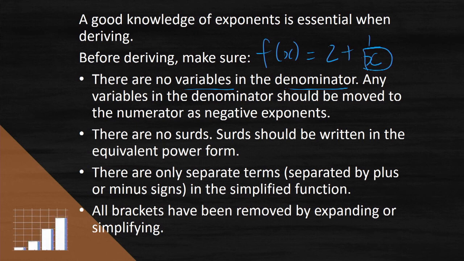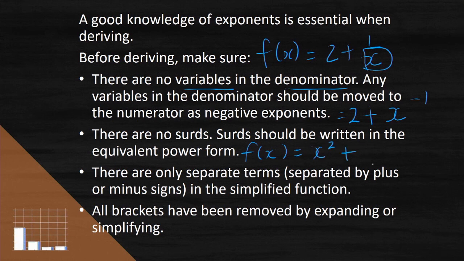How do you get rid of it? That's where your exponent rules come in. So you need to change 1 over x to x to the minus 1. So we would rewrite this as 2 plus x to the power of minus 1. So there's no variable in the denominator. You also need to make sure that there are no surds in your expression before you derive. So if I have, for example, f of x is equal to x squared plus the cube root of x to the power of 4, I need to get rid of this surd.